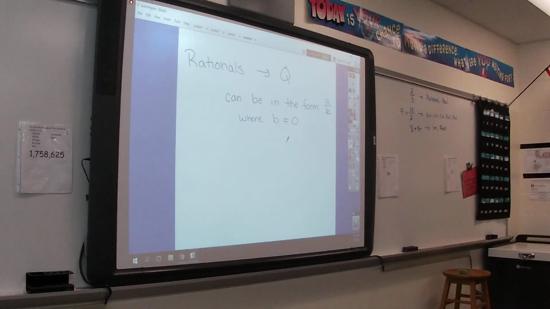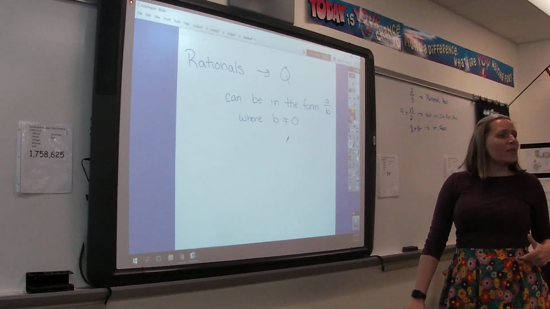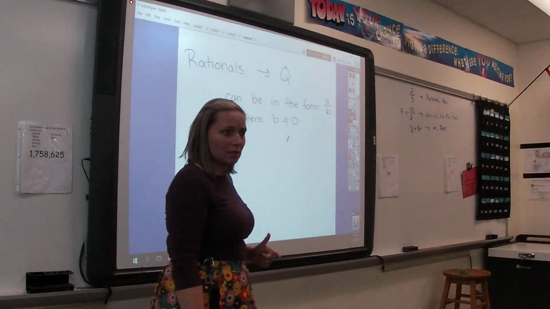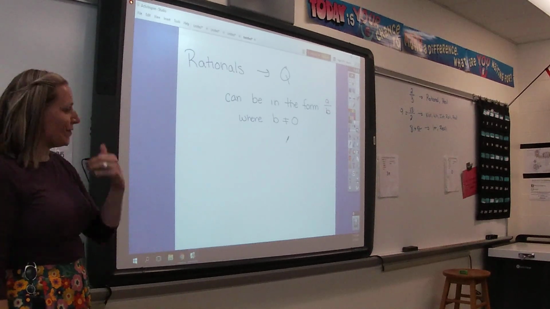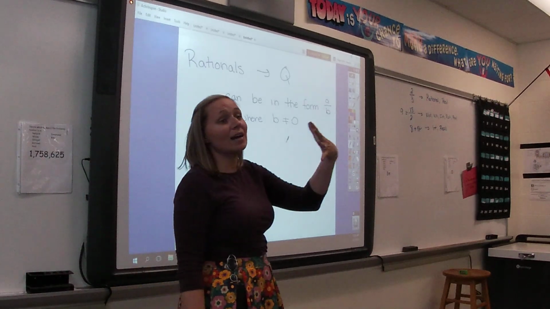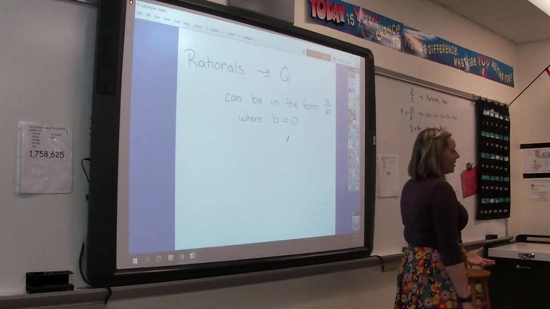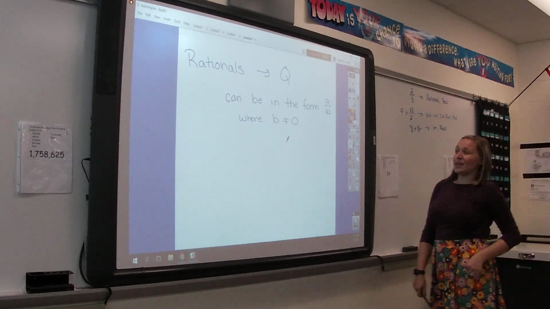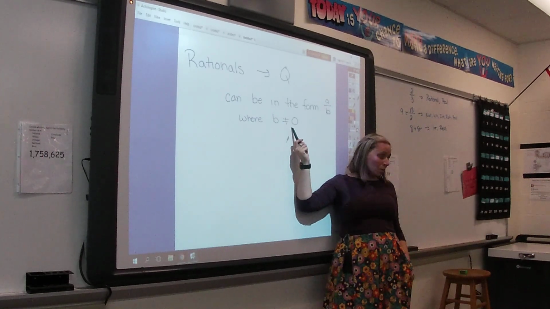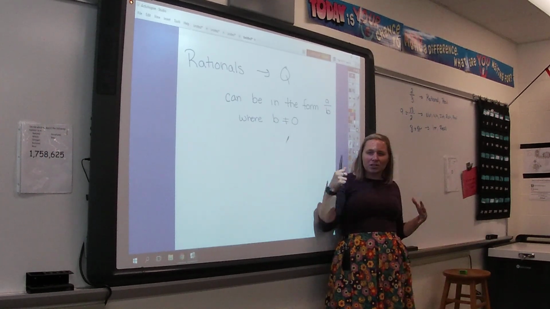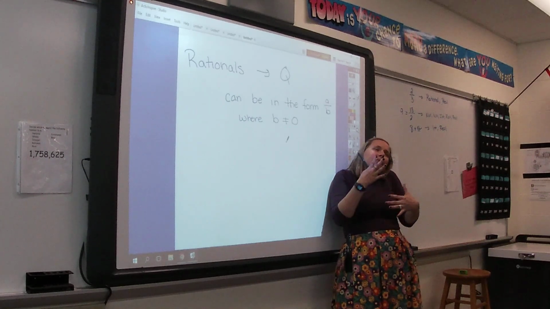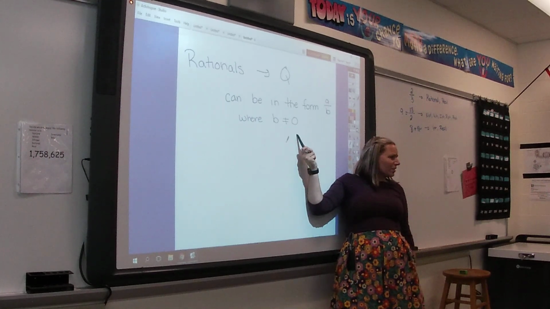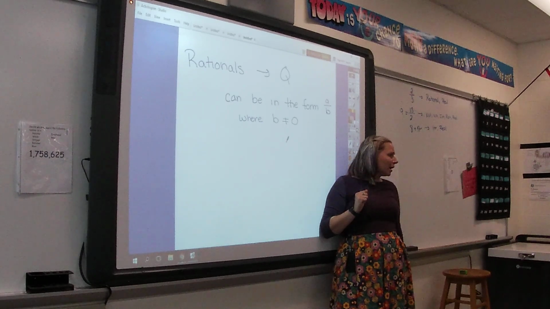7 is not written as a fraction, but it's already in the bucket, which means it has to be a rational. Is there a way that I can write 7 as a fraction? Isaiah? 7 over 1. Right? So it just has to have the opportunity to be written as a fraction. It doesn't have to look like a fraction. The other piece that's key here is that B can't equal 0. This is a piece a lot of us were taught at some point and forgot. This is really important. You cannot have a fraction with a denominator of 0.